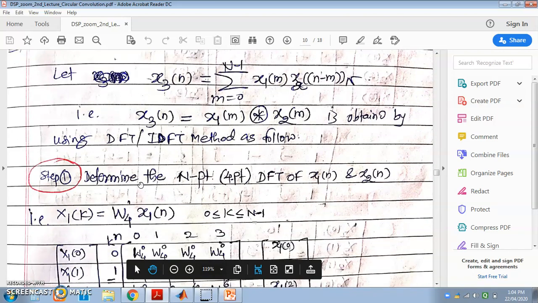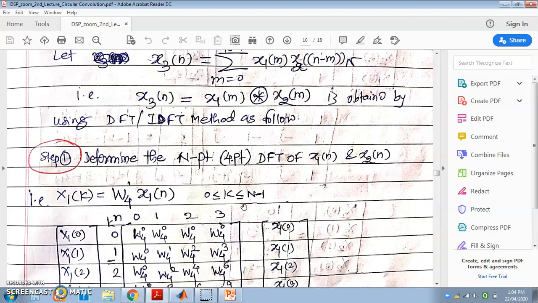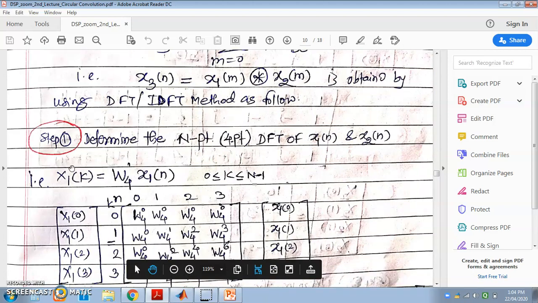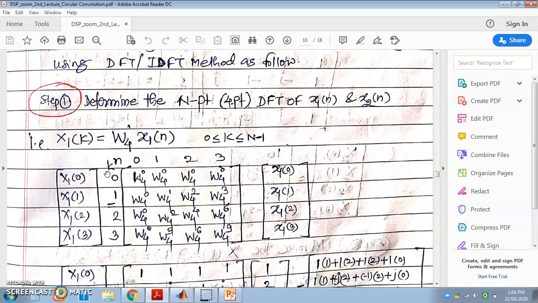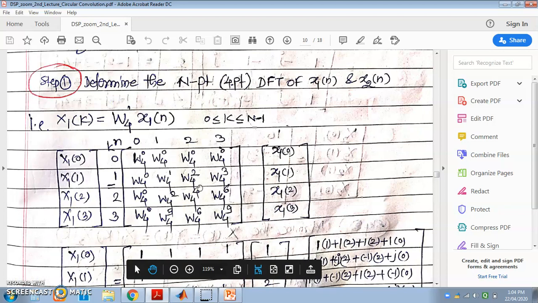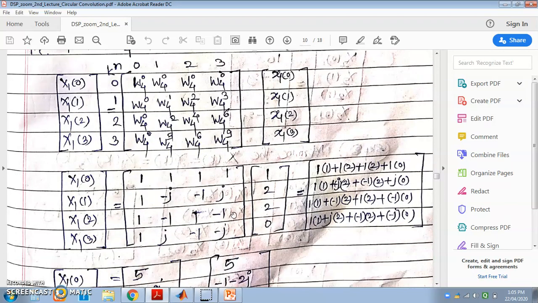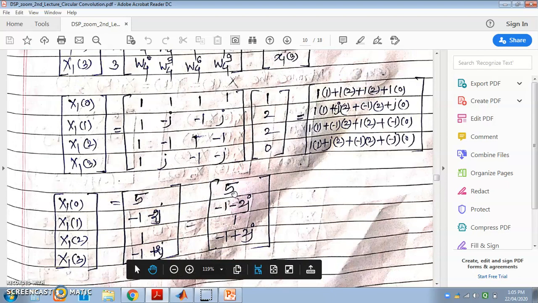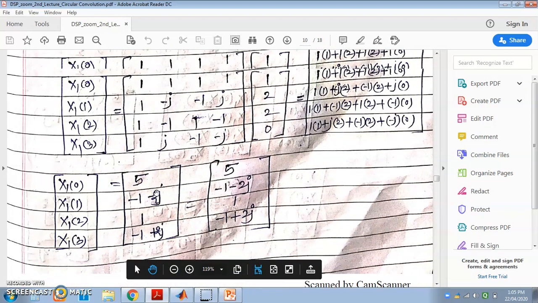In this DFT IDFT method, first of all we have to determine the N-point DFT of the given two sequences x1 of n and x2 of n, and that we can determine by using the matrix method or by using the linear transformation as matrices for the DFT. So here we have the DFT of the first sequence, x1 of k, that we can find from the matrix formulation, and the answer for this is 5, minus 1 minus 2j, 1, minus 1 plus 2j. So this is the DFT of the first sequence.